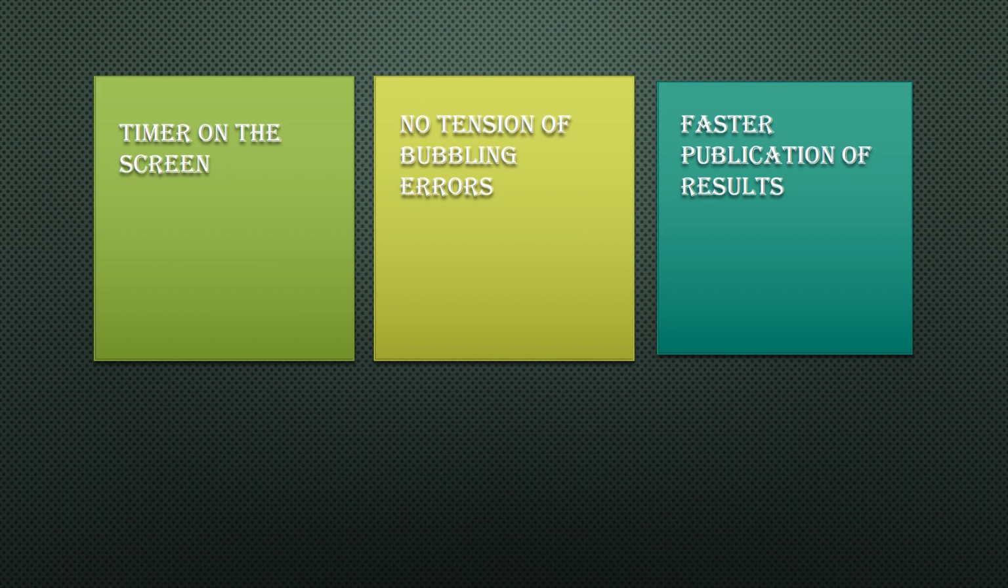Then the last one is the faster publication of results. We know that previously when we wrote the offline examination, it would take 2 weeks to 20 days for the results to be published, right? But in the online mode, it will be much faster, even 5 to 10 days to publish the results, and it will be much quicker in the future.